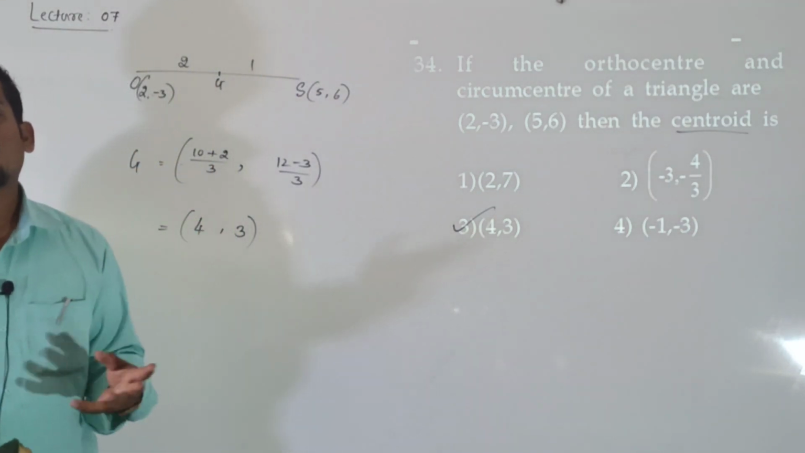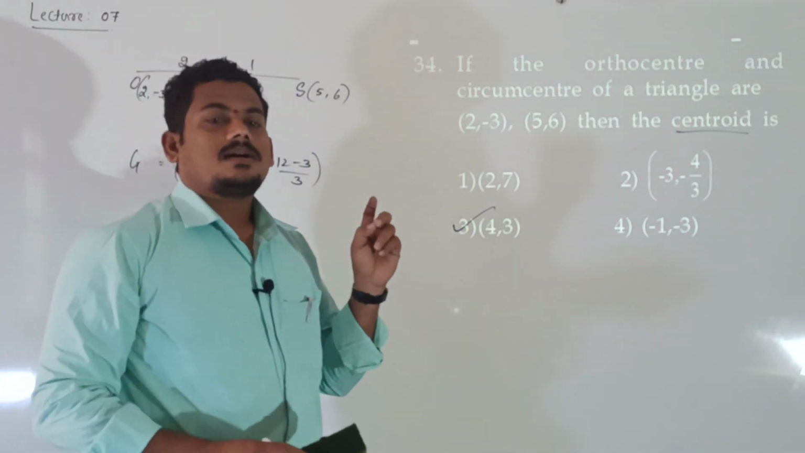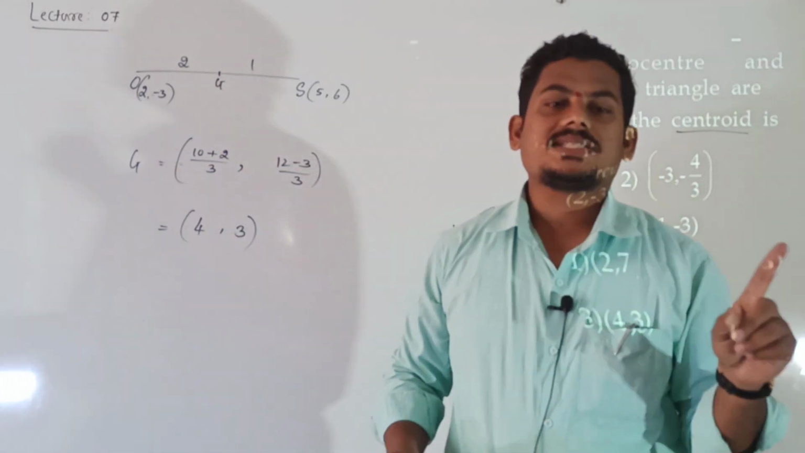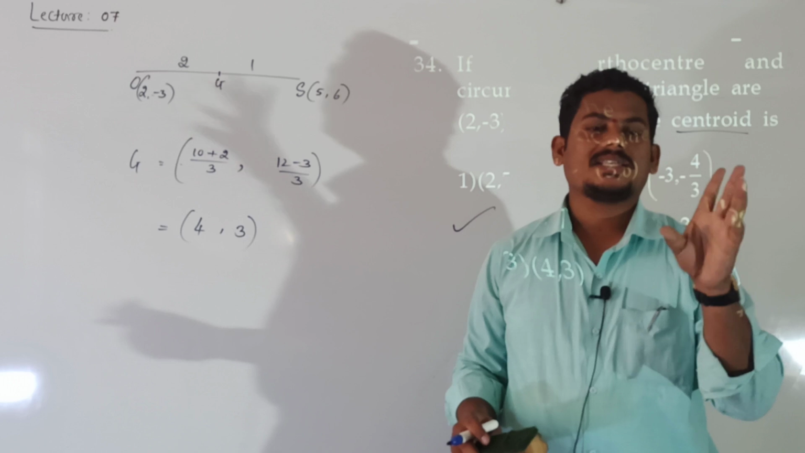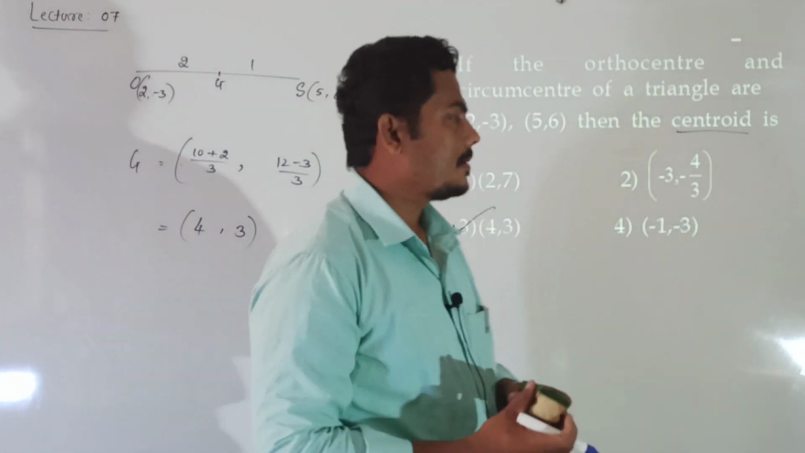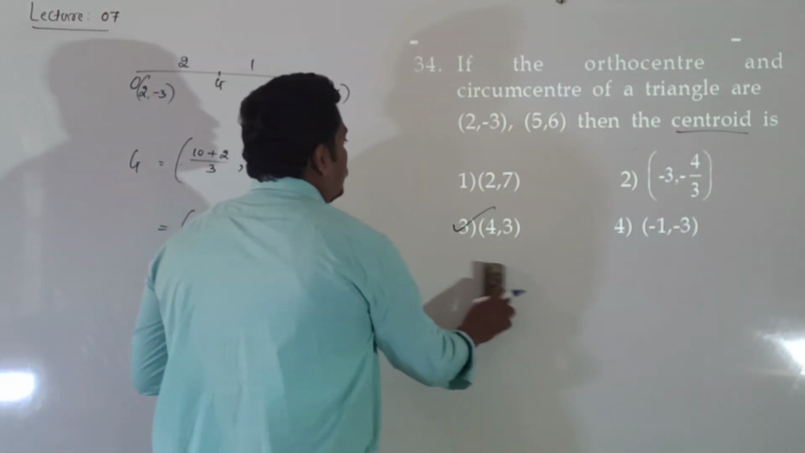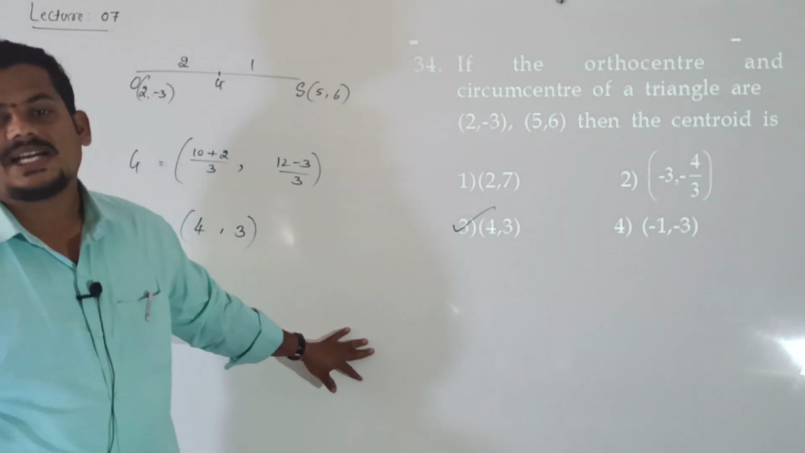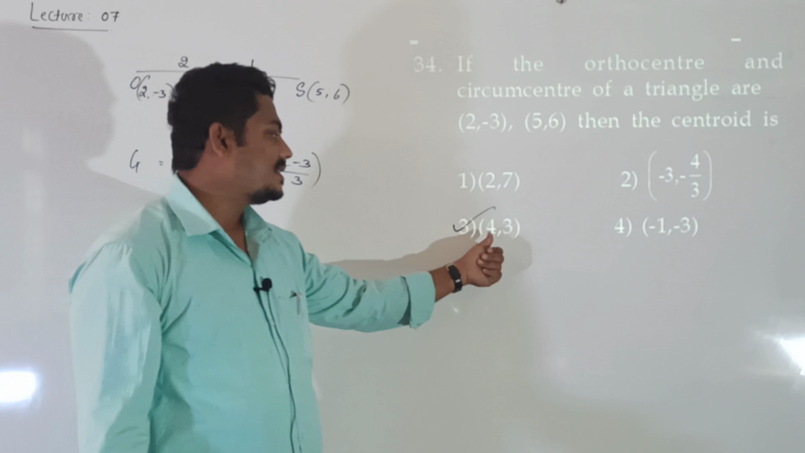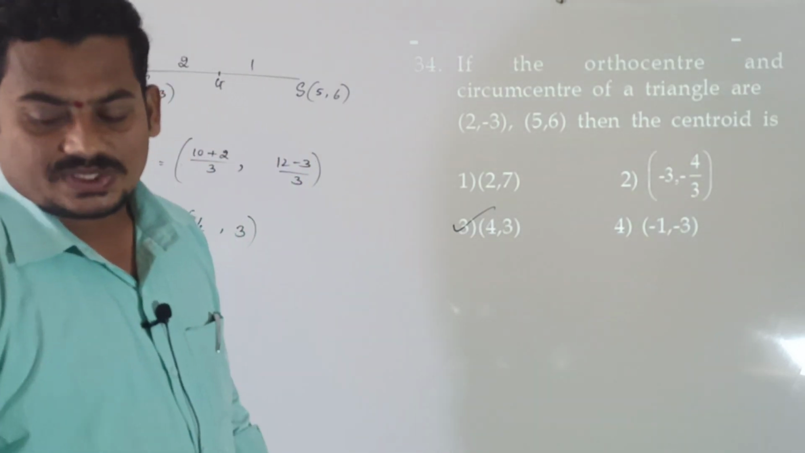because one of the well known results is the centroid divides the line joining orthocenter and circumcenter in the ratio 2:1. So by using the section formula, the coordinates of the centroid are 4 comma 3. Next question.